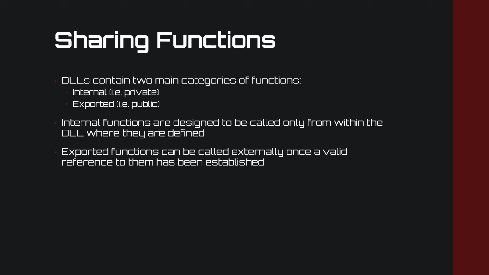Now, a module contains two primary types of functions, internal and exported, and each will behave differently when used. Internal functions are often designed to be called exclusively from within the module in which they are defined. And these types of functions will often form components of a larger function. Exported functions, on the other hand, as we saw with our User32 module, can be called externally by any program or module, assuming that it has a valid reference to it. These are the functions that programs will reference in order to achieve their certain objectives.